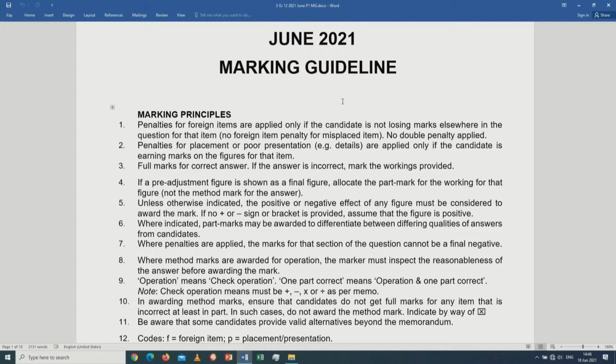Number 10: in awarding method marks, ensure that candidates do not get full marks for any item that is incorrect, at least in part. In such cases, do not award a method mark. Indicate by way of method wrong, that is the X in a box. So remember, colleagues, a learner cannot get full marks if there is something wrong within the answer.